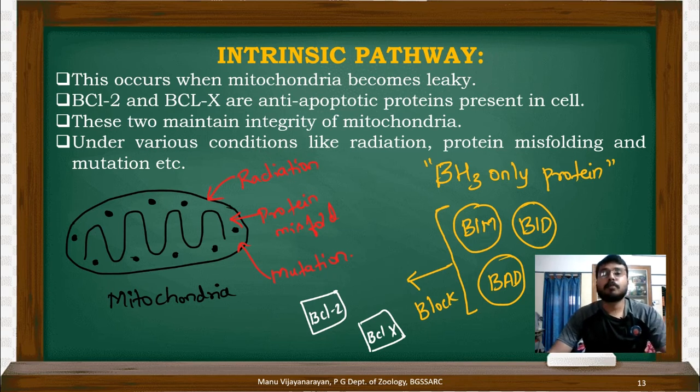When the cell is pushed to the intrinsic pathway of apoptosis, blocking of BCL2 and BCLX complex is very, very crucial, and that is carried out by another group of proteins called BH3 only proteins, which have three domains, that is BIM, BID and BAD. These three domains block the activity of BCL2 and BCLX.